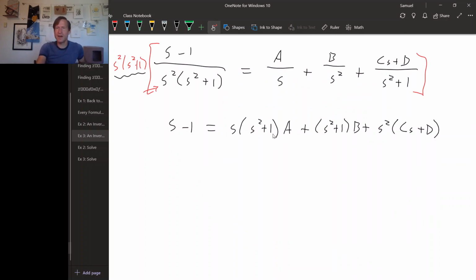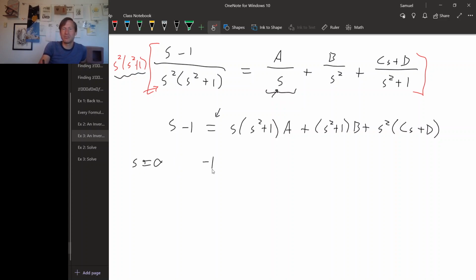So to find a, b, c, and d, there are a few tricks. One trick is, if you have a linear factor, like here we have s, since this equation is supposed to be true, these are supposed to be equal polynomials, we can plug in any s value we want to get an equation involving a, b, c, and d. In particular, we can plug in the s value that makes this term go away, and that would be s equals 0. So let's plug in s equals 0.